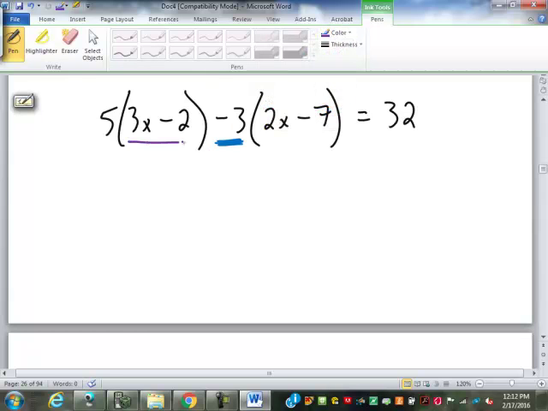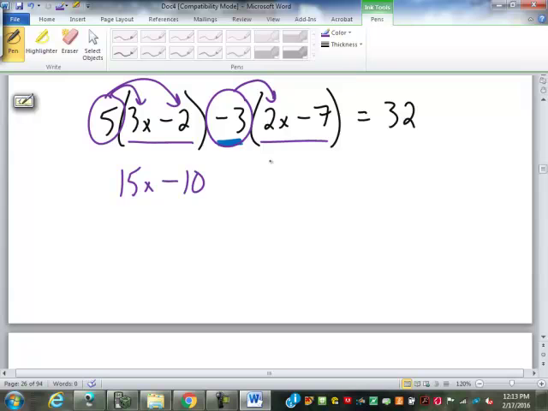Over here, again, nothing to do in the parentheses. So we're going to multiply by the 5. 5 times 3x is 15x. 5 times -2 is -10. So now over to the next set of parentheses here. Again, that's not times 3, it's times -3. So -3 times 2x is -6x. -3 times -7 is a +21 equals 32.